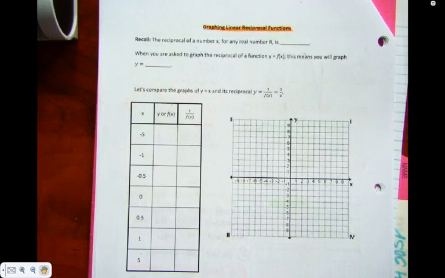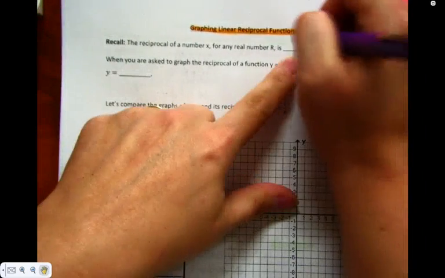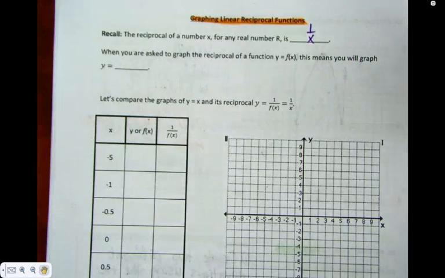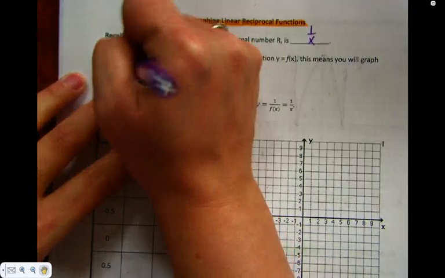Just to recall, the reciprocal of the number x for any real number is 1 over x. That's what you're doing when you flip and take the reciprocal when you're dividing fractions: you're actually taking 1 over the fraction. So when you're asked to graph the reciprocal of a function y equals f of x, this means you will graph y equals 1 over f of x.